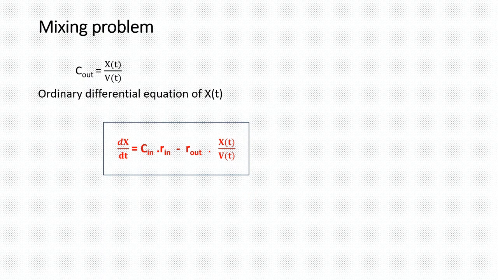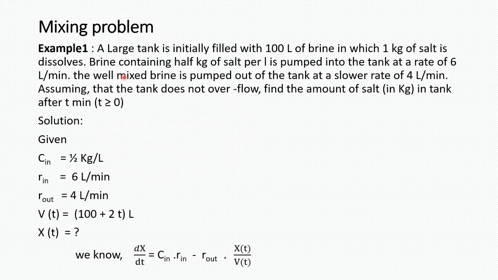Example 1. A large tank is initially filled with 100 liters of brine in which 1 kilogram of salt is dissolved. Brine containing half kg of salt per liter is pumped into the tank at a rate of 6 liters per minute. The well-mixed brine is pumped out of the tank at a slower rate of 4 liters per minute. Assuming that the tank does not overflow, find the amount of salt in kg in the tank after t minutes, t greater than or equal to 0.